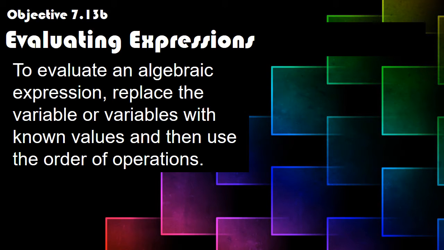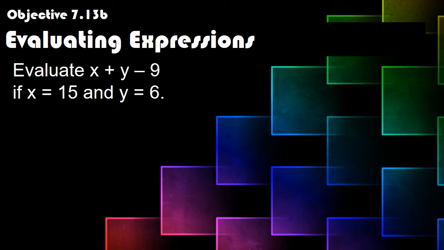So in order to evaluate an expression, what we do is we replace the variable or variables with the known values, and then we simply use order of operations. So there's two things we're going to do. We're going to replace the variables with the values and then perform order of operations to evaluate the expression. So let's go ahead. We have our first example here.